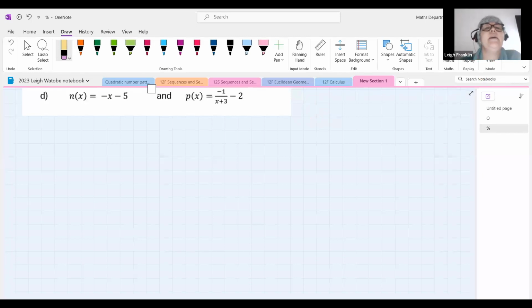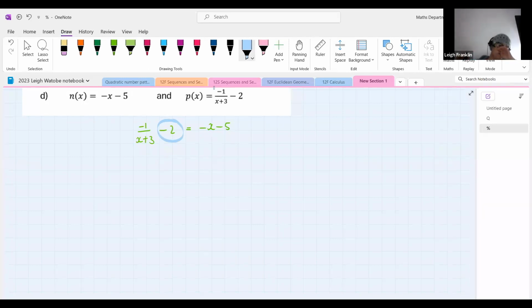Okay, so let's begin the same way that we did with the other one, where we are going to equate them. So we've got -1 over x plus 3 minus 2, and that's equal to -x minus 5. So when you are working with a hyperbola that has been shifted horizontally and vertically, the easiest thing for you to do is to deal with the value of the horizontal asymptote first. So in this case, it's -2.